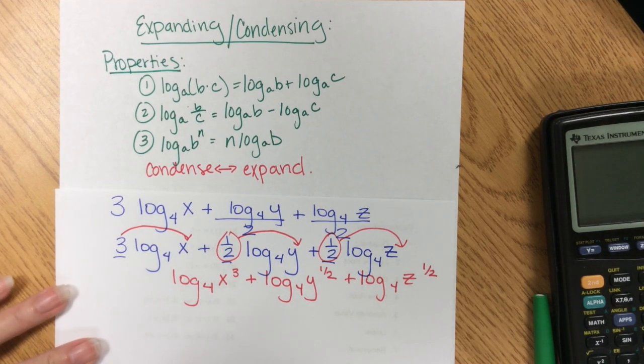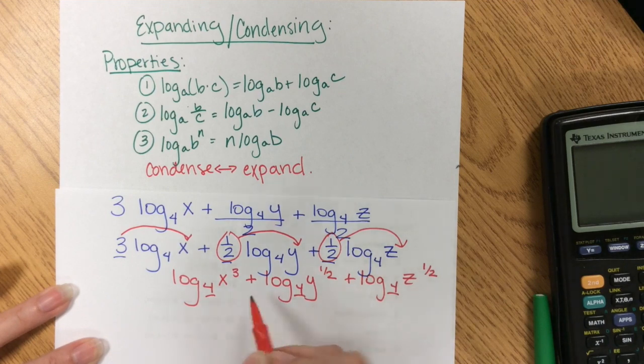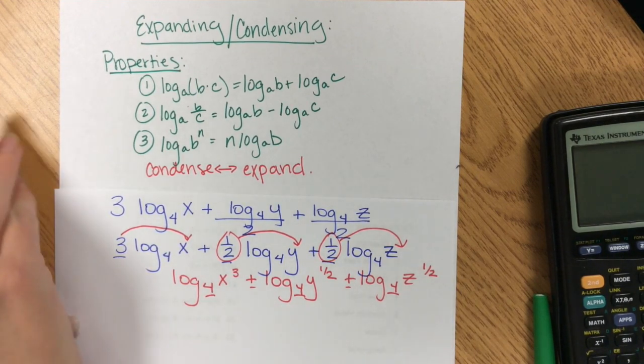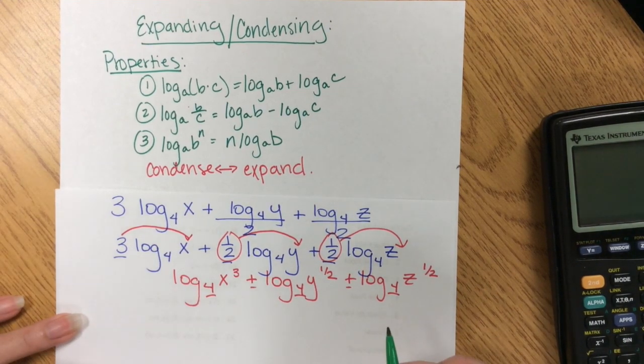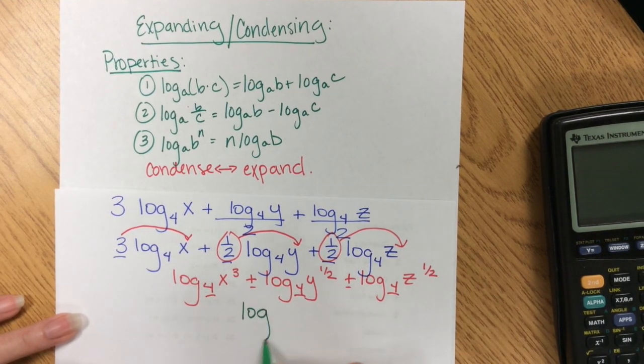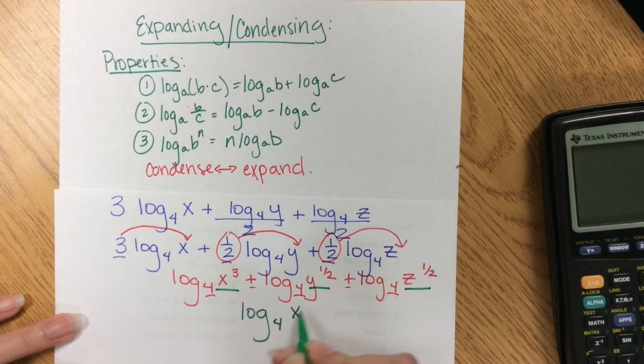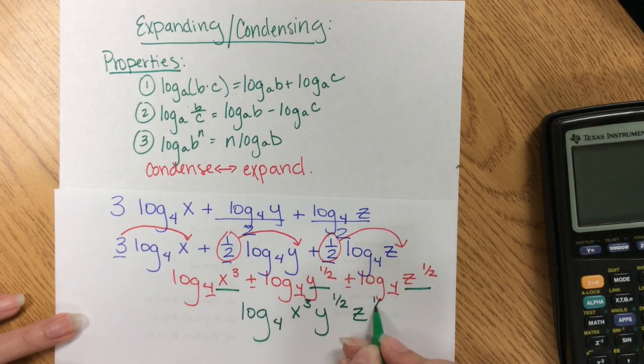All right, so now we've got 3 different logs, all with the same bases. You can only condense if you have the same base. And they're all being separated by an addition sign. How do we condense logs when they're being added together? We condense them by multiplying each variable together. So we're going to write it as one single log with the common base, and then we're just going to multiply them all together. So this would be x cubed, y to the 1/2, and z to the 1/2.